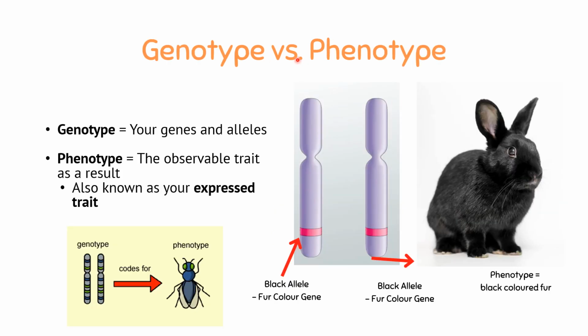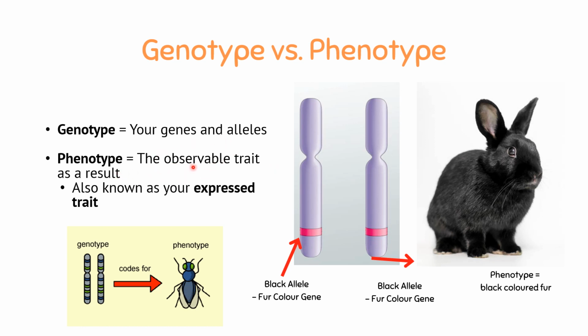So let's look at genotypes and phenotypes. So to put it simply, your genotype is your genes and your alleles. So that's all your genetic information. That's your DNA. It's the code. Your phenotype is the observable trait as a result. So observable doesn't mean you can just see it.